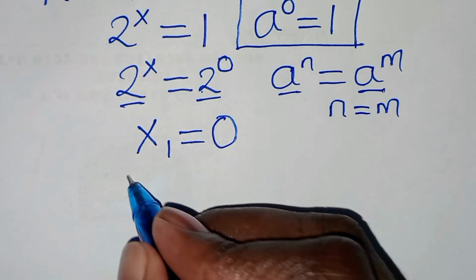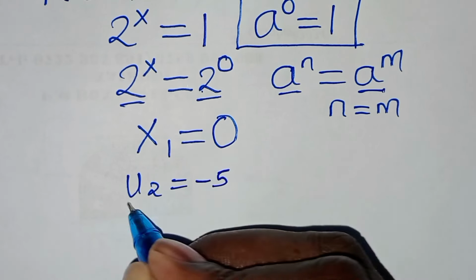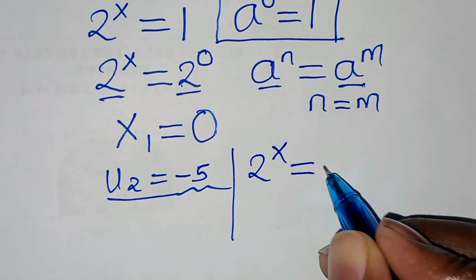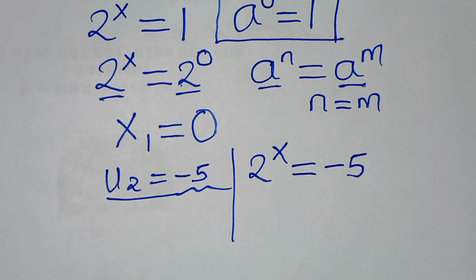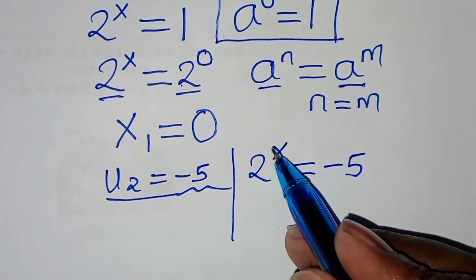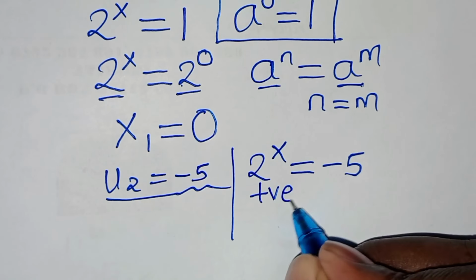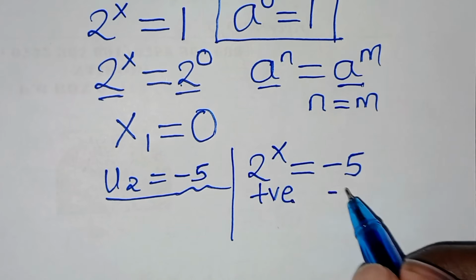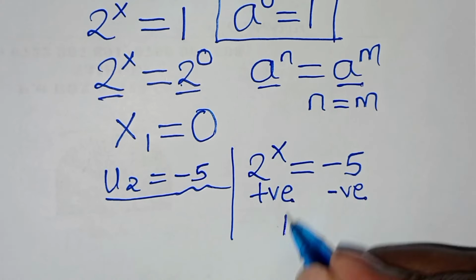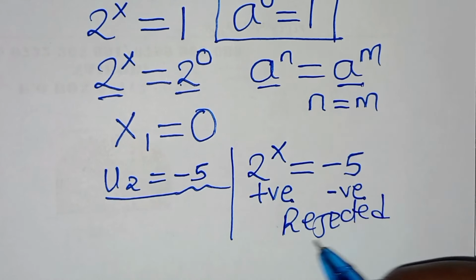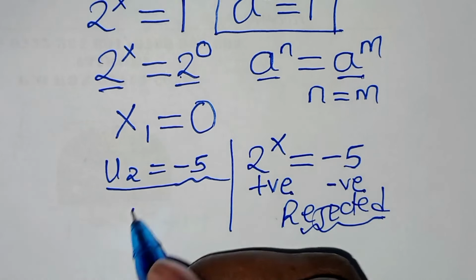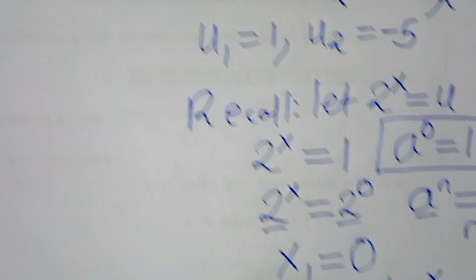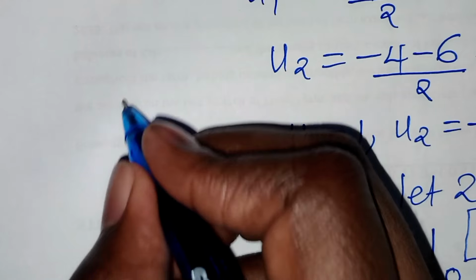Now let's check u2, which is minus 5. So we have that 2 to the power of x is equal to minus 5. We have that 2 raised to power x should give us a positive value, as opposed to the right hand side, which is giving us a negative value. So this part is rejected. So we only have x equal to 0. So let's verify this.